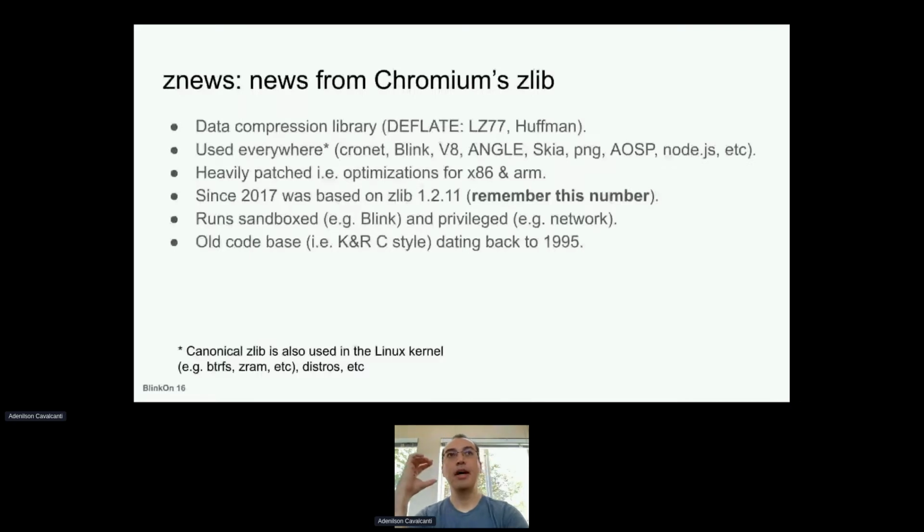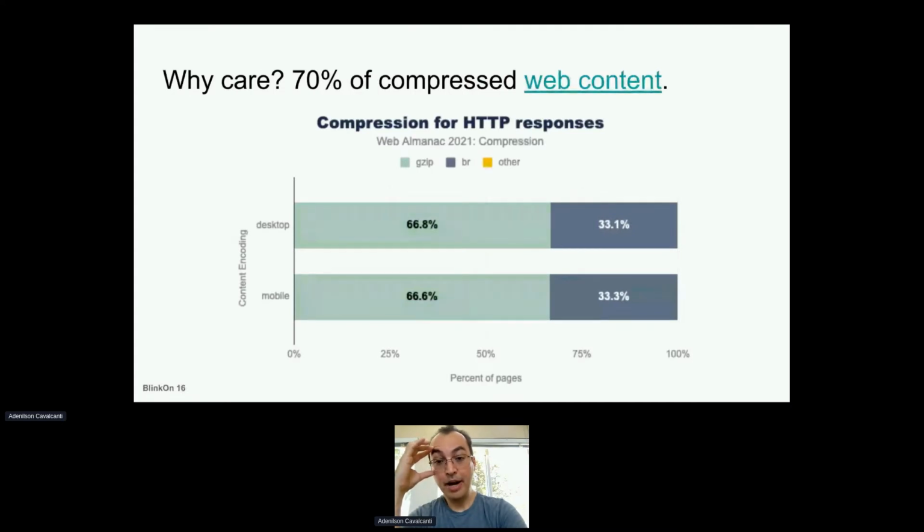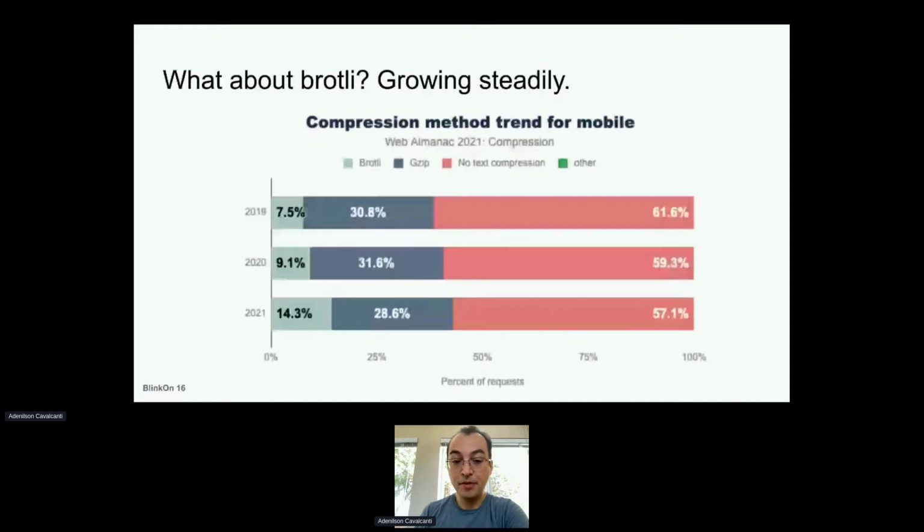So why should we care? Well, to this day, 70% of the compressed web content is still served using gzip format, which generally speaking is going to be implemented by zlib. And the remaining 30%, both on desktop and mobile, is using Brotli. Right. But Brotli is growing steadily. In the last 2 years, it has almost doubled its market share. So maybe in 2 or 3 years, it may hit the 20% market share barrier, which is a good thing. But it's a little bit sad here. If you look on the right side, the red bar is the amount of content that is served with no compression. So we could do better than that, right?